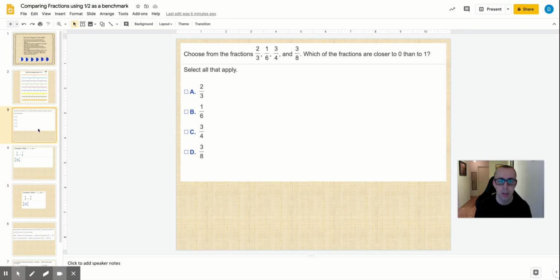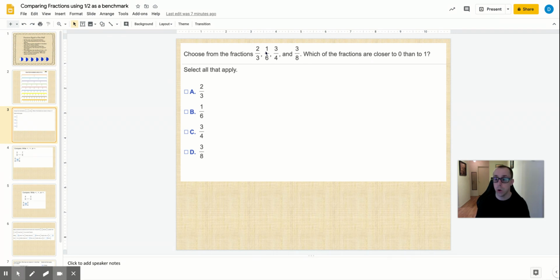So let's look at 1/6. Again, if it's less than 1/2, it's closer to 0. If it's more than 1/2, it's closer to 1. So 1/6, is it closer to 0 or 1? Well, how many sixths equal 1/2?